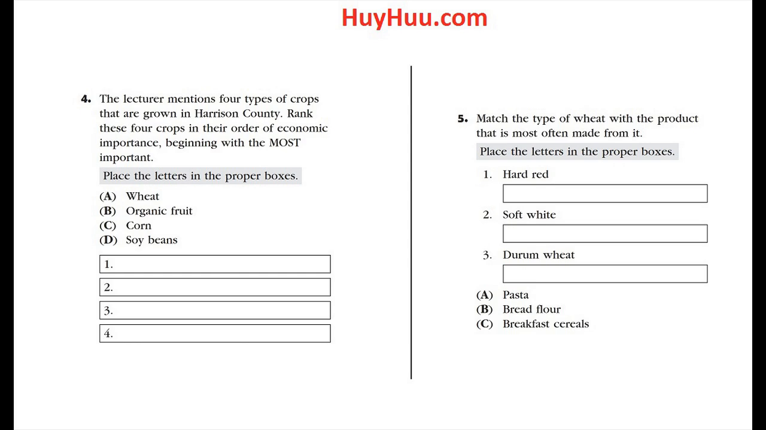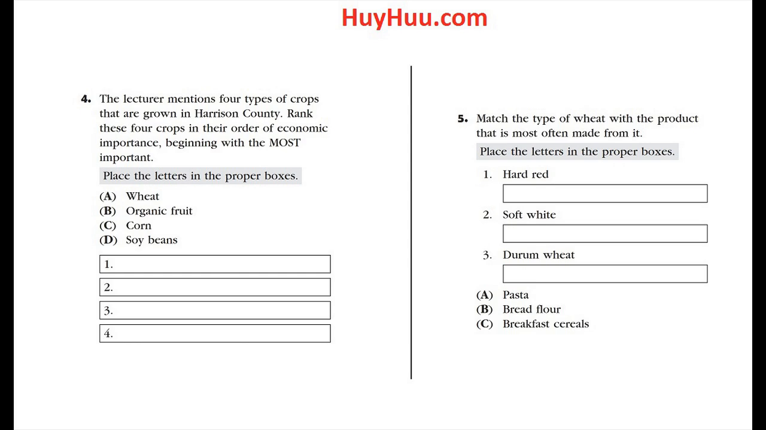You get a lot of durum wheat here, which is mainly used for making pasta, spaghetti, macaroni, and so on. Then there's soft white wheat, which is generally purchased by companies that make breakfast cereals. And, of course, you have hard red wheat, which makes wonderful bread flour.